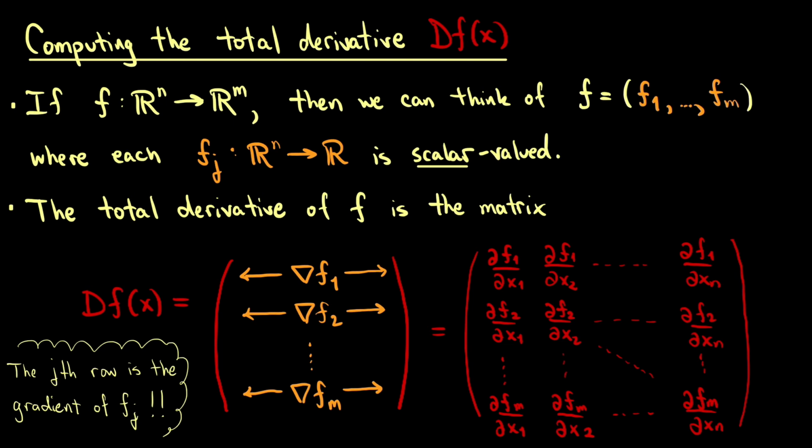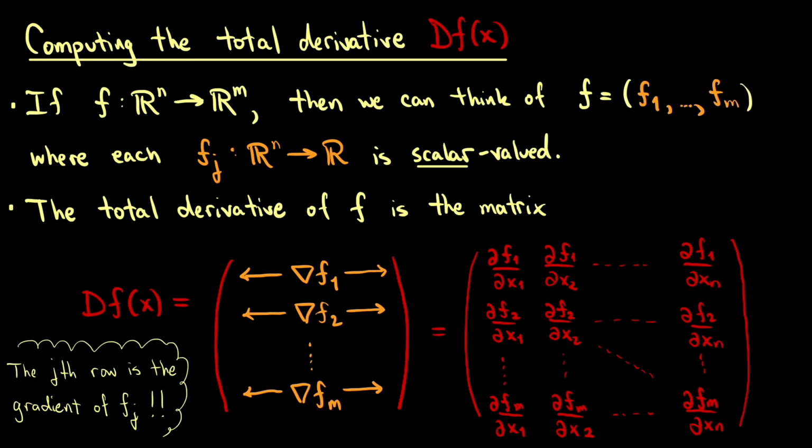Next, we're going to talk about computing the total derivative, capital Df of x, of a function from Rn to Rm. So in the general case, when the target space can be m-dimensional, as I said before, I can think of f as just a list of scalar valued functions, f1 through fm, where each of these fj's, again, is scalar valued. So here's how you make the total derivative matrix. You compute the gradient of every fj, and you write it as the jth row in the matrix. There's m of these, so you're going to get m rows.